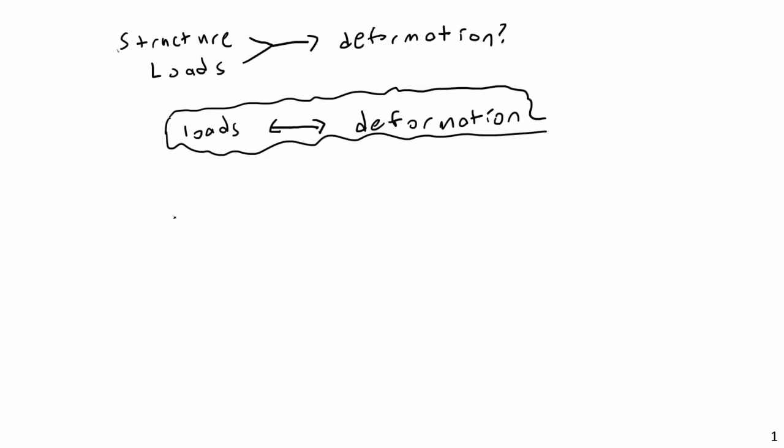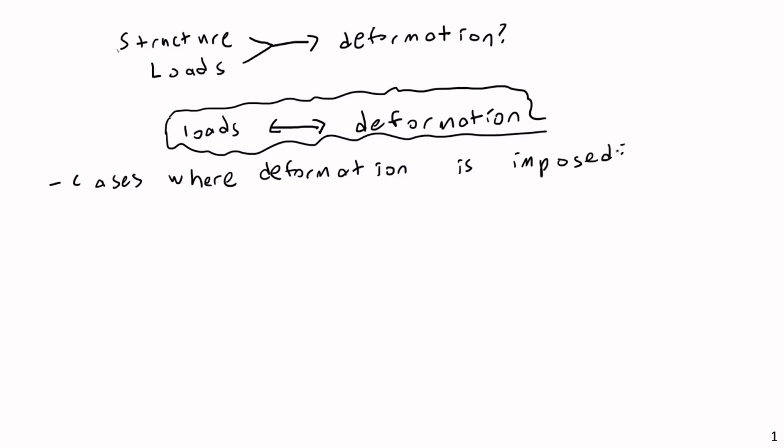And one area where this is particularly useful is where you're imposing deformations on a structure. So, cases where you impose deformation, either rotation or displacement. A few examples I can think of, and these are just a couple. I'm sure we could come up with more if we sat down and really scratched our heads for a while. But two that I can think of are, first, seismic design, where you're just suddenly moving the base out from under a structure.